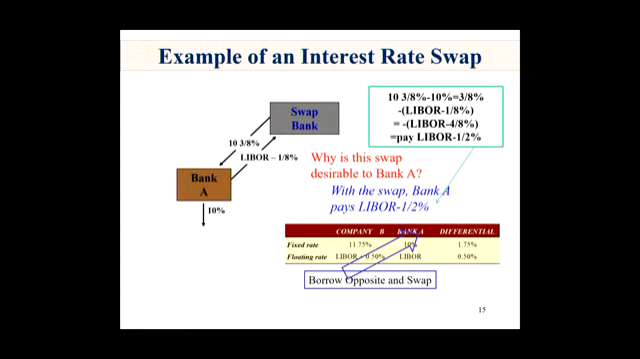Can we see where those numbers come from? With the swap, Bank A pays LIBOR minus 0.5. If Bank A had borrowed floating themselves, how much would they pay? LIBOR. Which is a better deal? The swap. So A is better off under the swap. So that's Company A. What Company A has done is swap a fixed rate for a variable, floating rate, and they're going to be 0.5% better off.